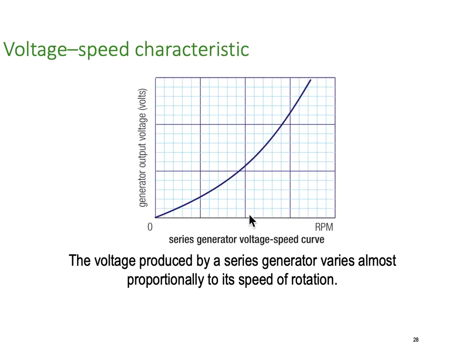Voltage against speed characteristic. So our RPMs in this direction and our voltage here. Again, it's close to linear, but not perfectly linear. A slight curve as the RPMs increase, you get up to rated voltage. But remember, you've also got to achieve rated current. So if you haven't also achieved rated current at rated RPM, you will not get rated volts up here.